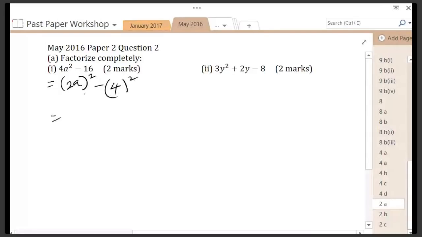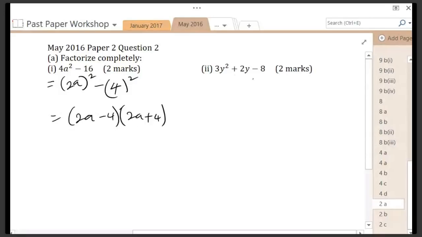Take the terms inside the brackets here and write the conjugates. So this is 2a minus 4 multiplied by 2a plus 4. That's the answer there, okay? Just take the square root of each term, write the conjugates. What is that, Janelle? Okay, this is your answer, okay?